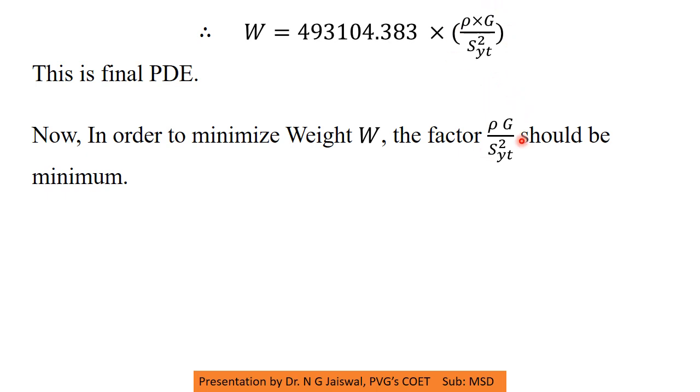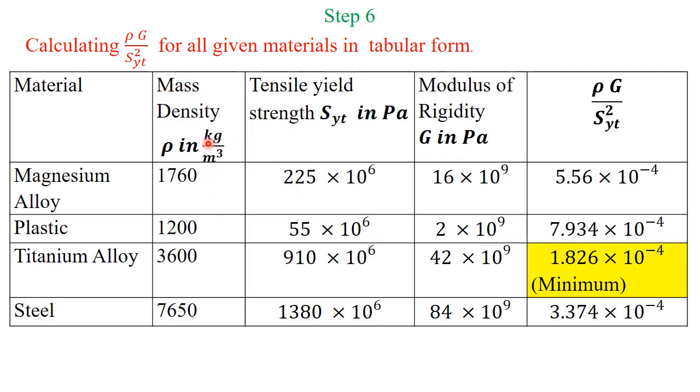Now, in order to minimize the weight, the factor rho G by SYT square should be minimum, because this is a constant term. Any material which gives this factor as minimum, that material will give W as minimum. So we'll take the help of the table again. The table was given rho in kg per meter cube. SYT, in the original table, was given in MPa.